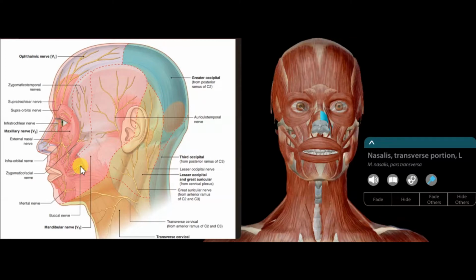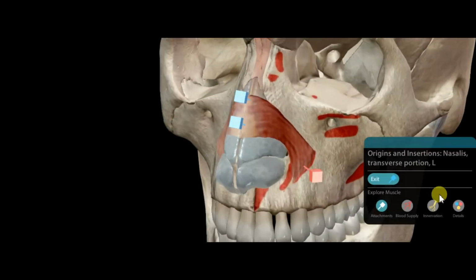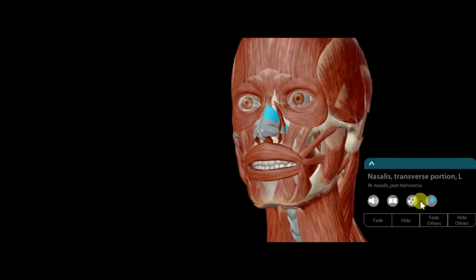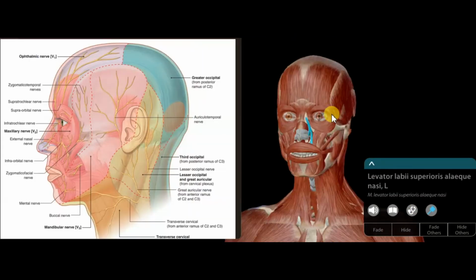Okay, I'll show you. It's back. The last one in the nasal group is the levator labii superioris alaeque nasi. It is innervated by the zygomatic and the buccal branches of the facial nerve. This is the last muscle in the nasal group.